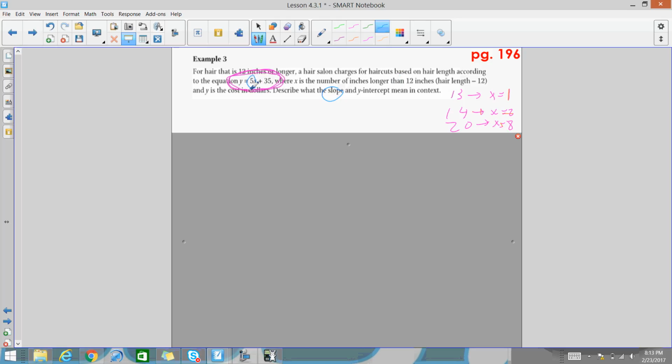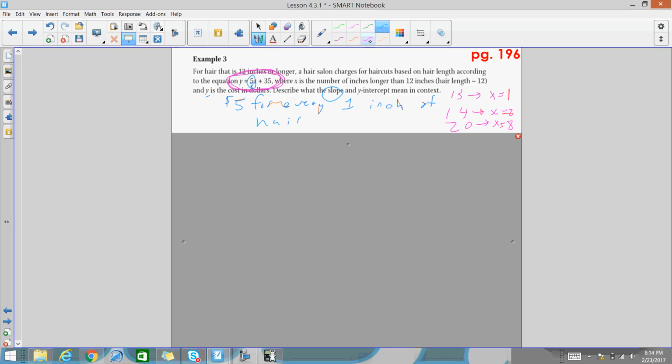So anyway, describe the slope and the y-intercept. Well, our slope is 5. What the slope is going to refer to is, y is your cost. So what the slope is talking about is it's going to cost $5 for every 1 inch of hair. Oh boy, good thing this is the last one. I don't know why my computer does that. I think there's a virus. And the reason it's $5 for every one is because remember it's 5 over 1. $5 for every 1 inch of hair they have to cut off.